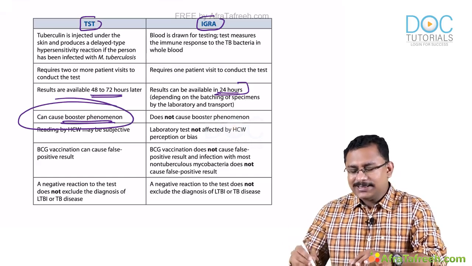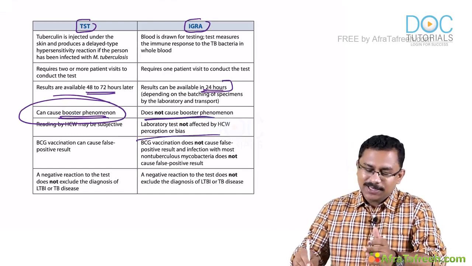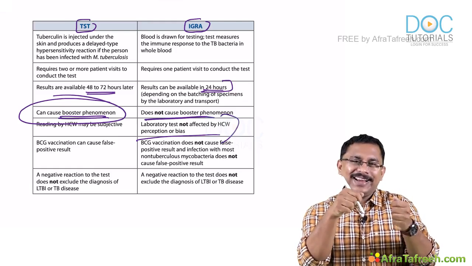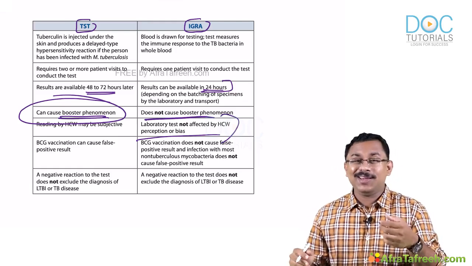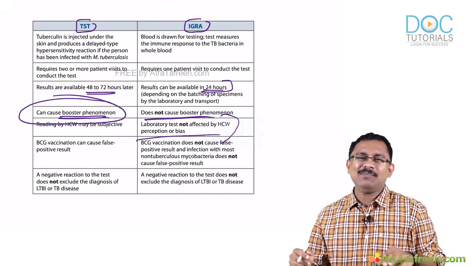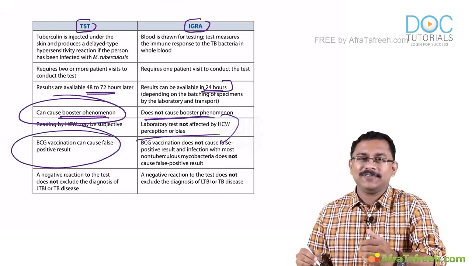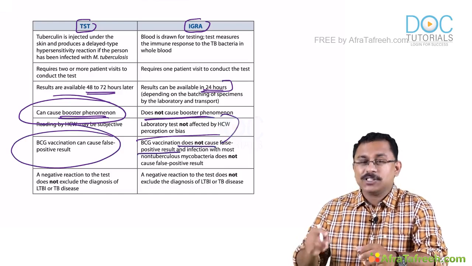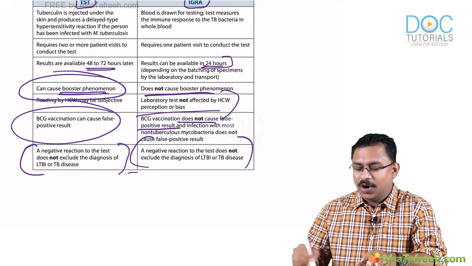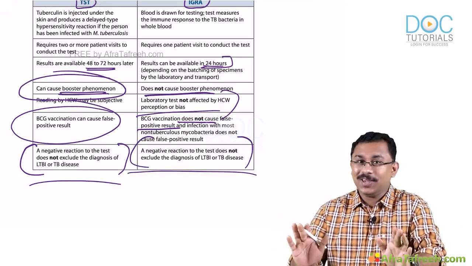One advantage of the interferon gamma release assay is that it is not subjective. The other test depends on the reading by the healthcare provider, correct? The induration, for me, might be around 4 millimeters. For you, you might say it is just above 5. So there can be slight variations. BCG vaccination can cause a false positive TST. It does not cause any false positive IGRA. And whatever it be, a negative test does not rule out either a latent tuberculosis infection or tuberculosis disease. So keep that in mind.